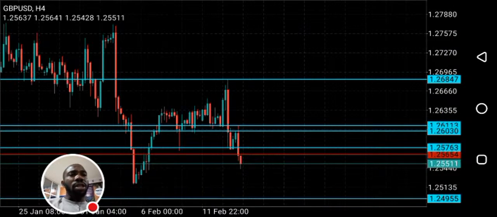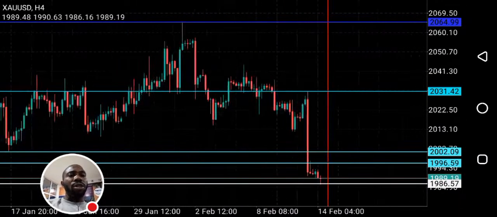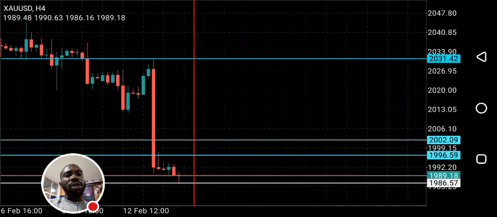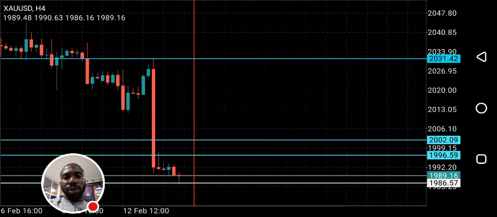Let's revisit gold. Gold is bullish. What I'm waiting for on gold is a bullish reversal pattern. So if the current 4 hour candle closes as a spinning top, hammer, or inverted hammer, I would consider buying gold.